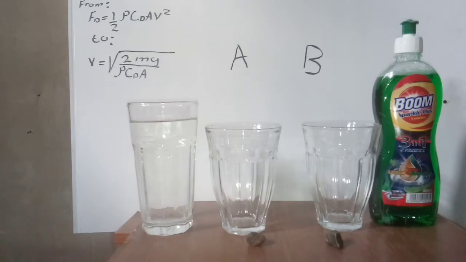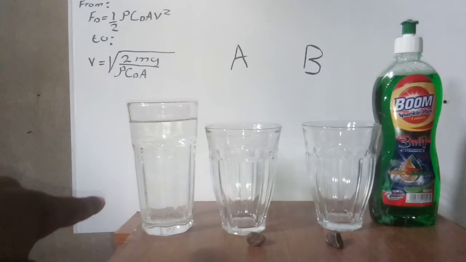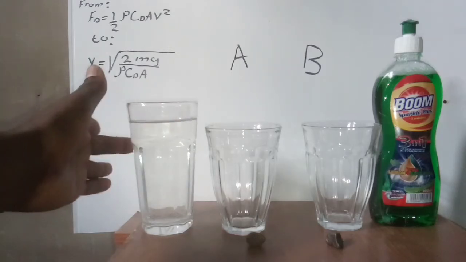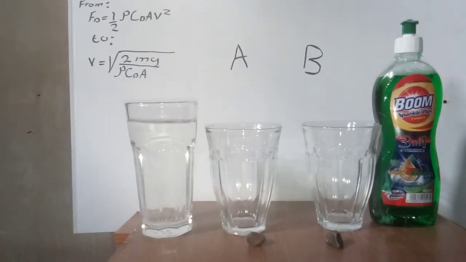So in this case, I have a glass of water here. This is water, as you can see. This is dishwashing soap. It is much thicker than water. We say the viscosity of the dishwashing liquid is much greater compared to that of water.